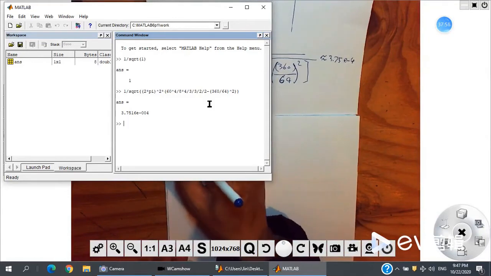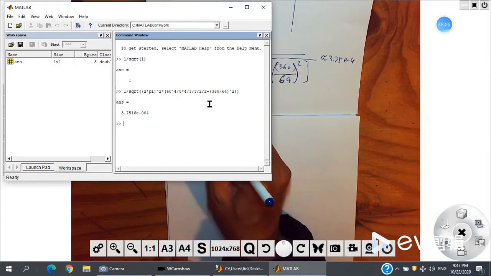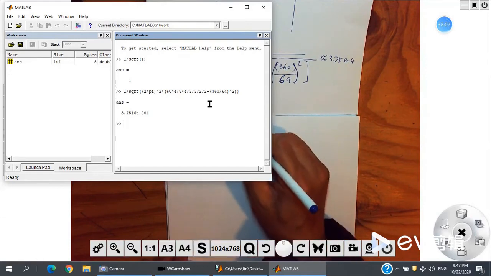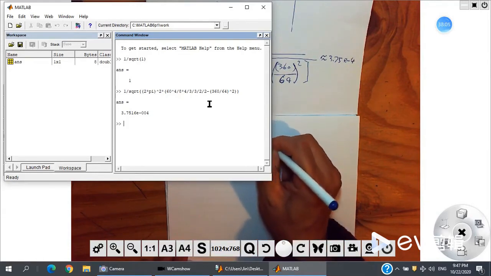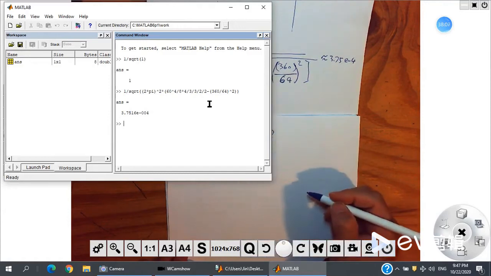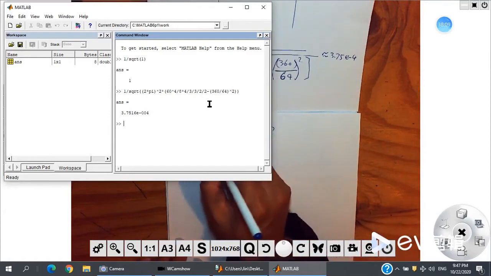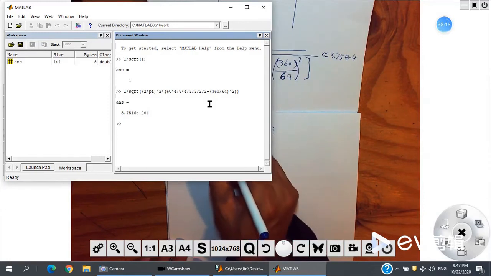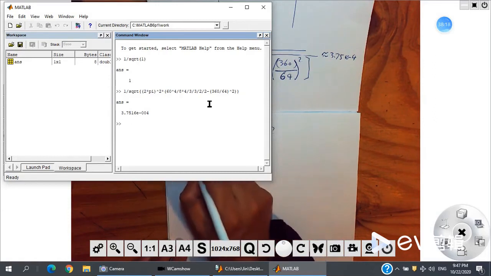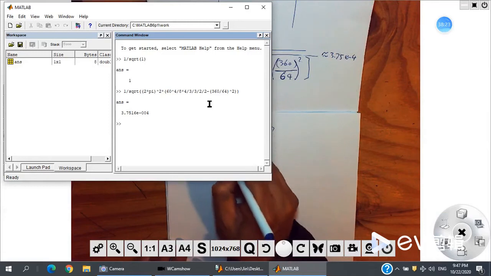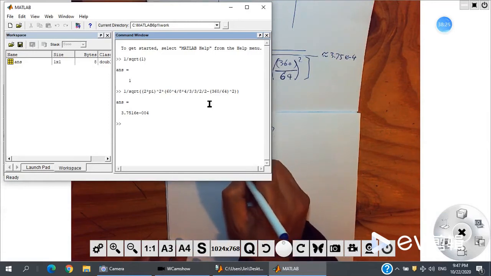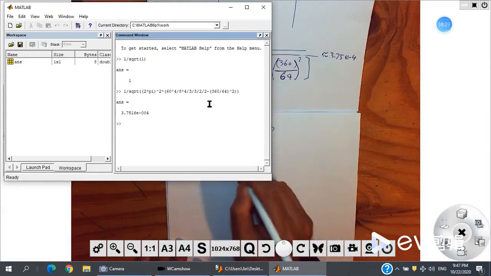Second part B, Z is 3x plus 2y. We want to find this one equal to what? As we said, because x and y are jointly Gaussian, this 3x plus 2y is also Gaussian. And Z obeys a Gaussian for some mean, some variance. We want to find these two numbers.